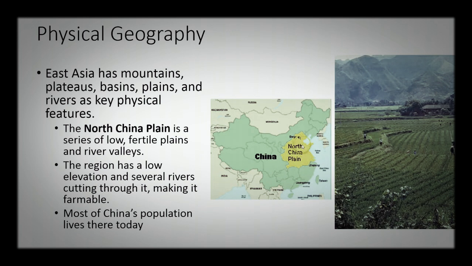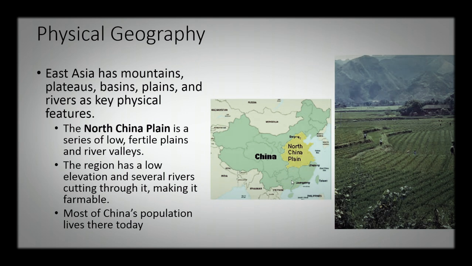Just east of the Gobi Desert, we have the North China Plain. Now, this name is rather confusing because it's not located in the very, very northern regions of China. It does not border the Korean Peninsula. It's also not located in the very, very southern regions of China. It's kind of right smack dab in the middle.